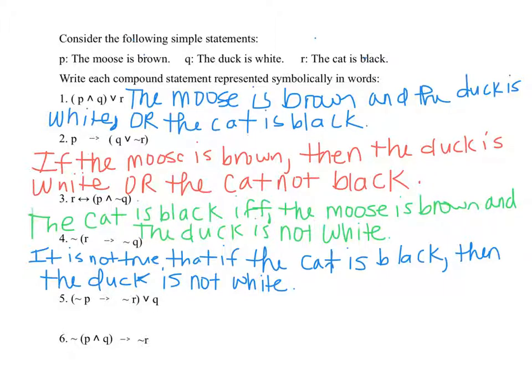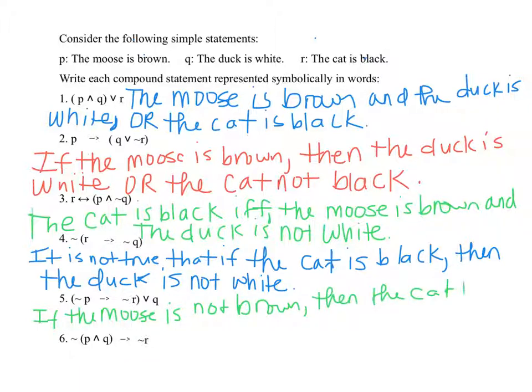All right, let's look at this next one. It has an if-then statement in parentheses. So I'm going to say, if the moose is not brown, then the cat is not black. Okay, that's the first part of this. So if the moose is not brown, then the cat is not black. Then I'm going to put a comma to show that that is all to be considered together. Then I have or Q, or the duck is white.